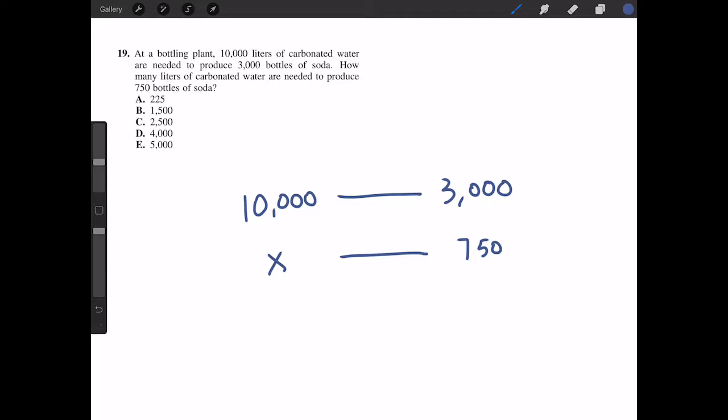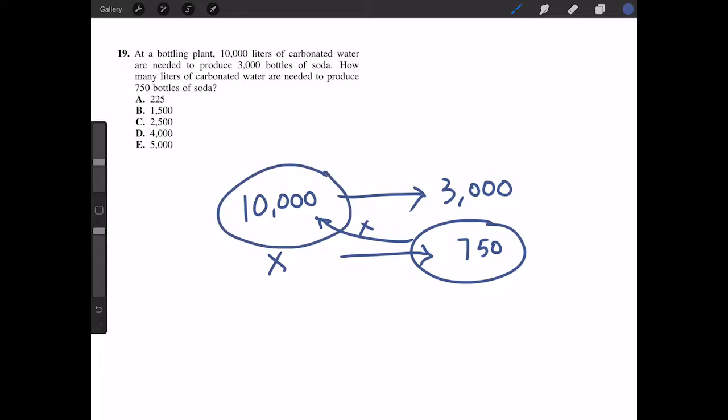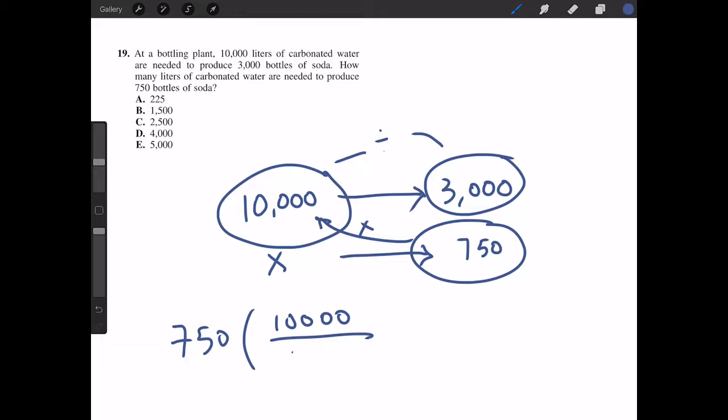Now, when you have a rule of 3 like this one, where 10,000 gives you 3,000 bottles, x will give you 750 bottles, what you need to know is that you multiply the 750 times 10,000, and then whatever you get, you divide by the 3,000 over here, which is exactly what we did moments earlier. It's 750 times 10,000 divided by 3,000. Again, we get the same 2,500 liters of carbonated water.